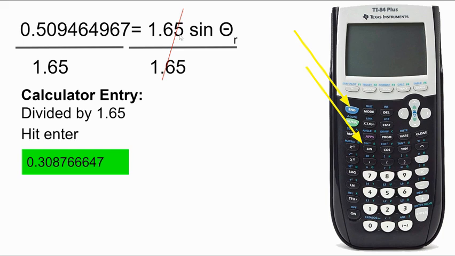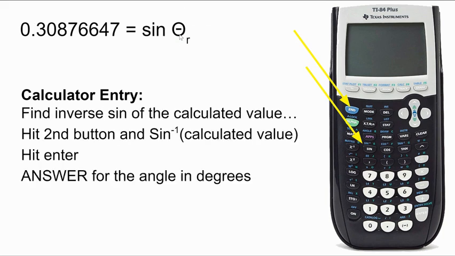0.3087767. So now our equation is 0.3087767 is equal to the sine of the refracted angle. To solve for the refracted angle, we're going to need to divide both sides by sine.